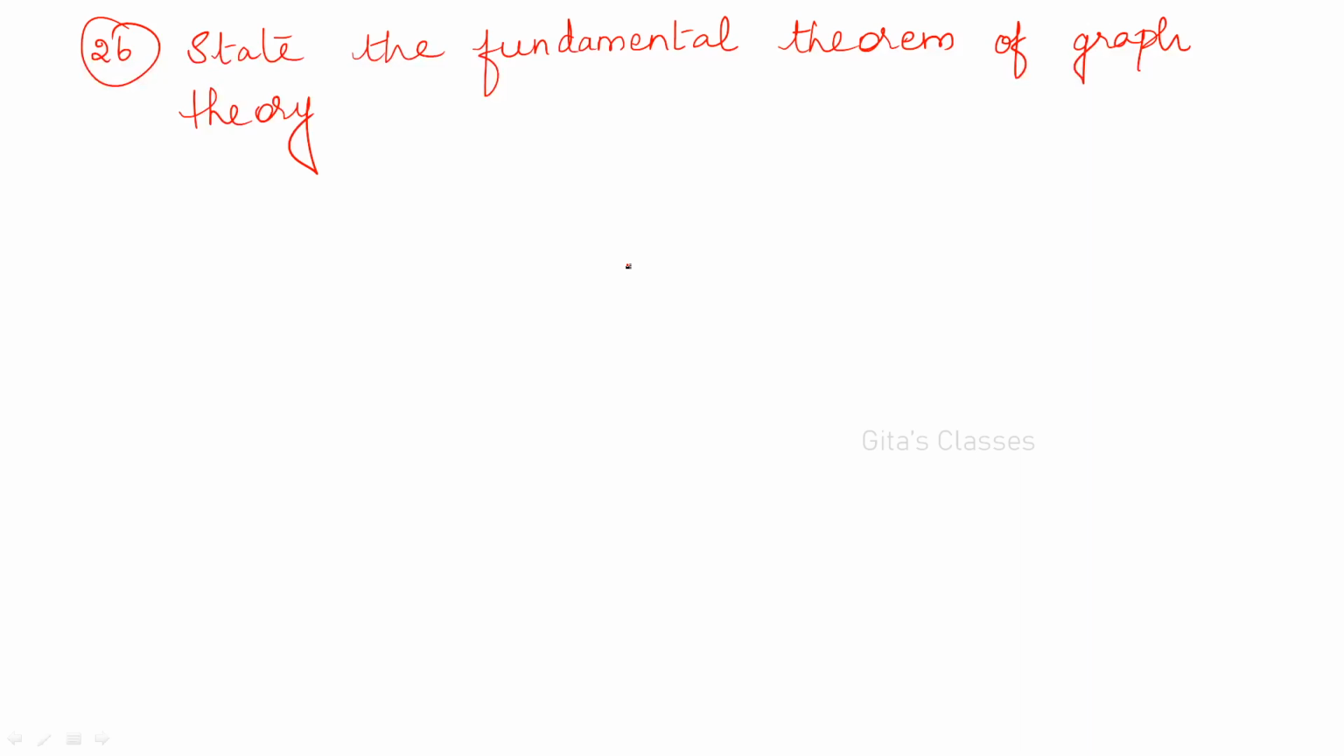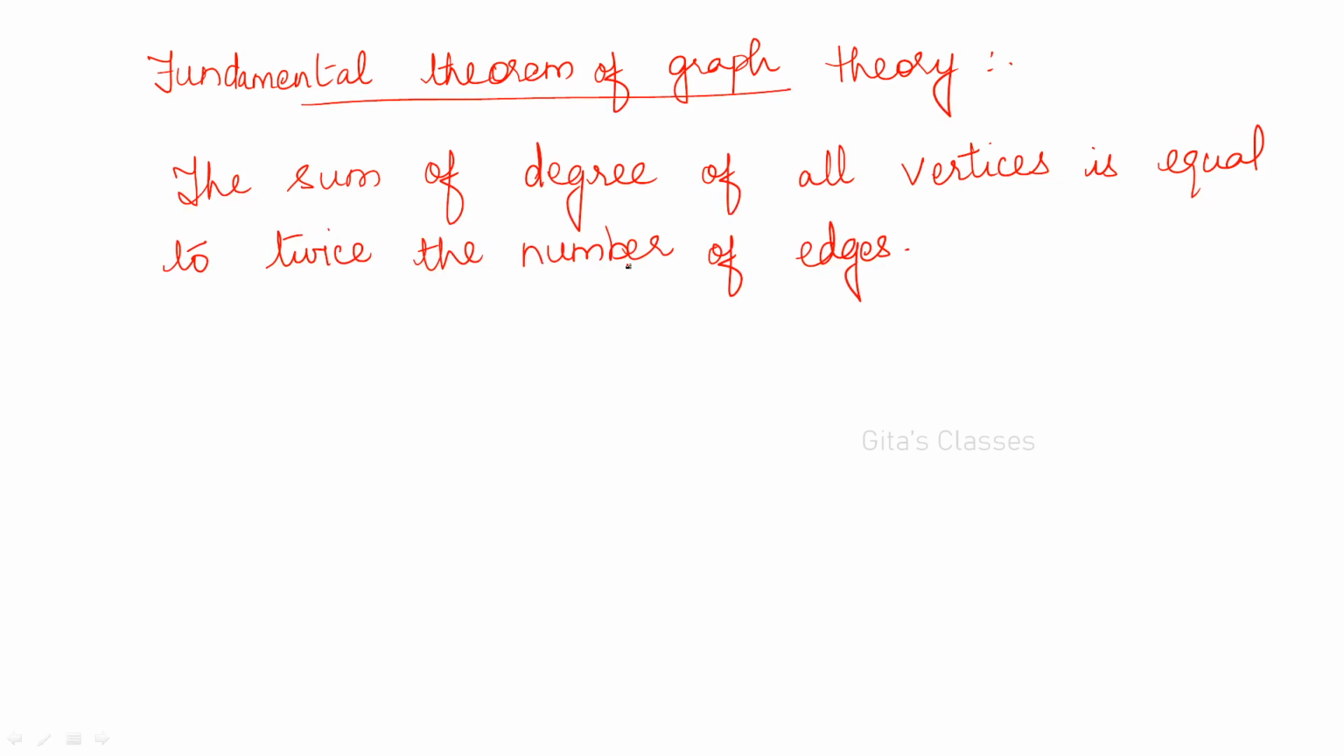Then state the fundamental theorem of graph theory. Fundamental theorem states, you have already studied this as a formula, we also call it the handshaking theorem. The sum of degree of all vertices is equal to twice the number of edges, because every edge will give one count for each vertex. Suppose an edge is at A, for counting the degree of A we will count this edge once, and for B also it is contributing 1. Therefore the sum of degree of all the vertices will be equal to twice the number of edges.